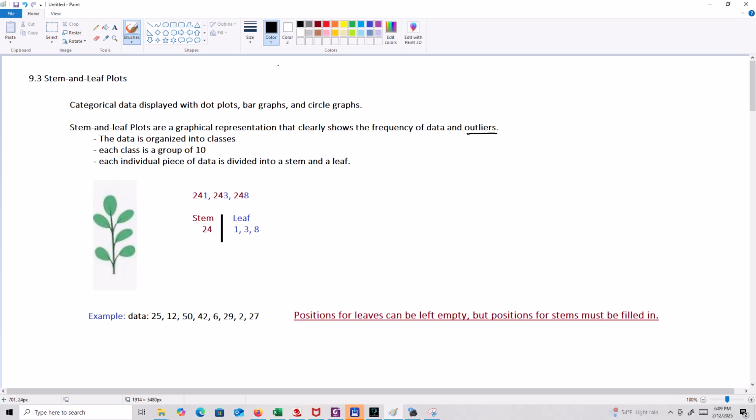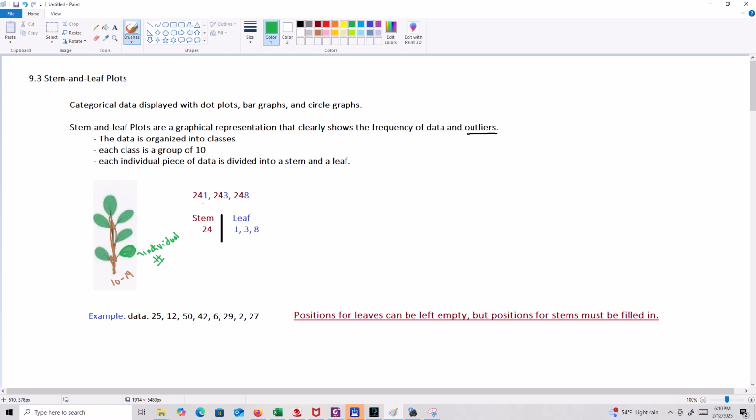So I have this lovely picture here of a stem and a leaf. So the stem is the class of data. That will be a range of values, for example, 10 to 19. That's the class of data. The data fell within that range of 10 to 19. The leaves represent the individual numbers themselves, the individual number.